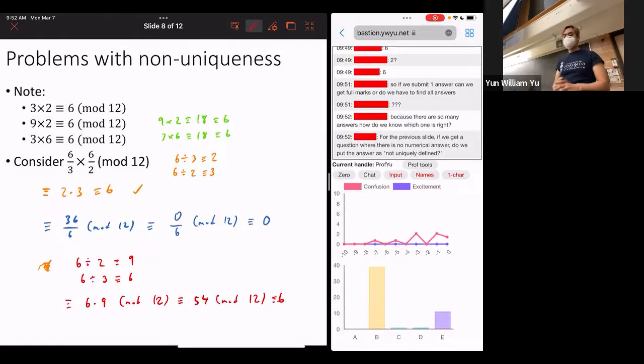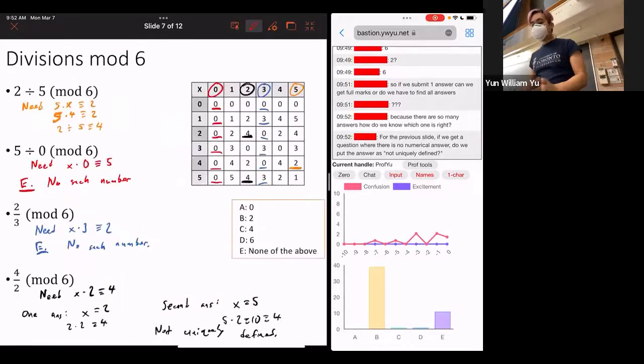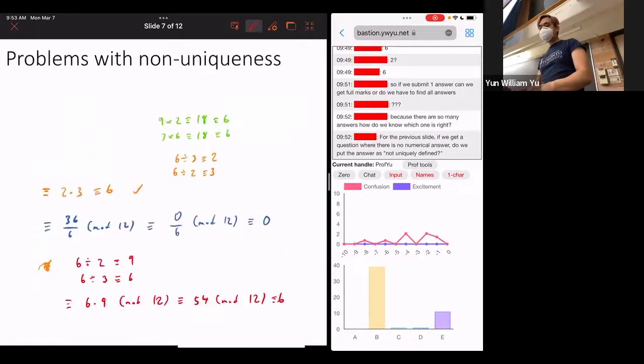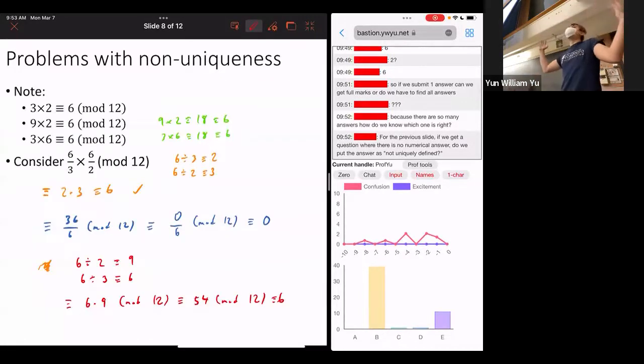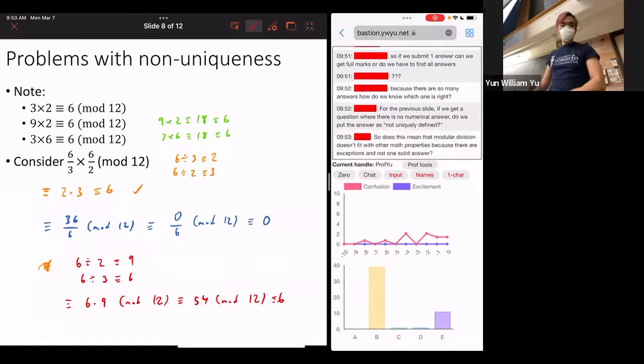If I ask you what 4 divided by 2 is, then there is no answer because there are multiple numbers that satisfy that, so it's not a well-defined operation. On the other hand, if I ask you what number times 2 is equal to 4, then there are 2 answers. This is one of the problems that happens, because normally you don't have this problem where division gives you multiple answers. And all of a sudden, when we're working with modular division, you get this weird stuff happening.